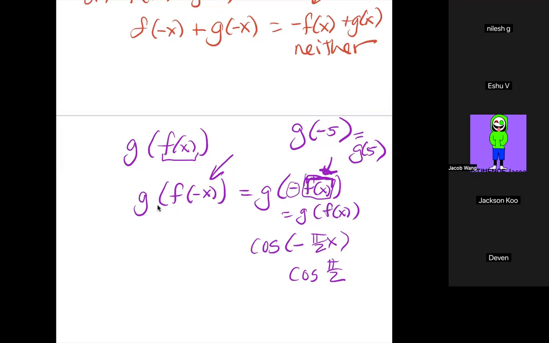Okay, I think that makes sense. So just go from the inside out. Inside out, always with compositions, inside out. Okay.